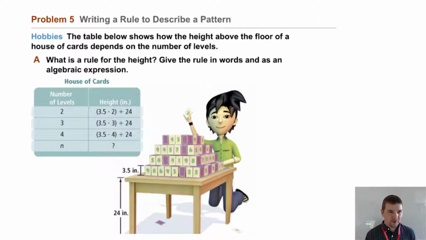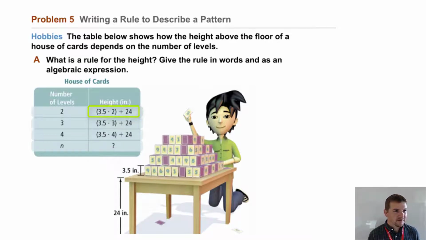So we can consider the table. On the left, we have a column, the number of levels, and we can see 2, 3, 4, and n. On the right, the height in inches. So we get this information by looking at the diagram shown, where the table is 24 inches off the ground. Each level of cards looks to be 3.5 inches high. And so we can write these expressions.